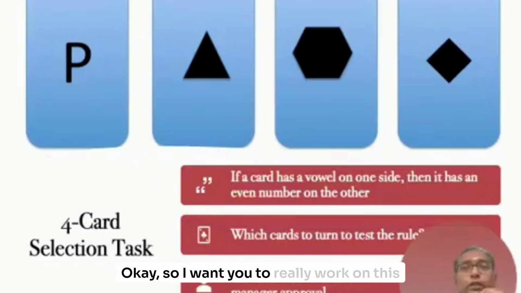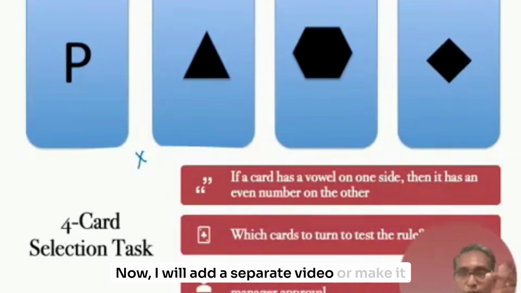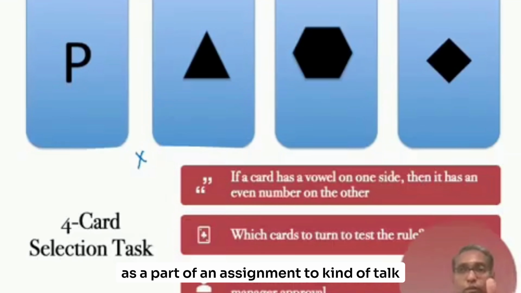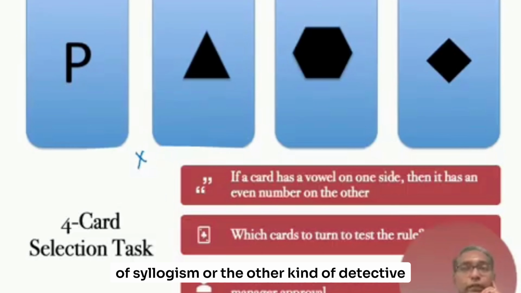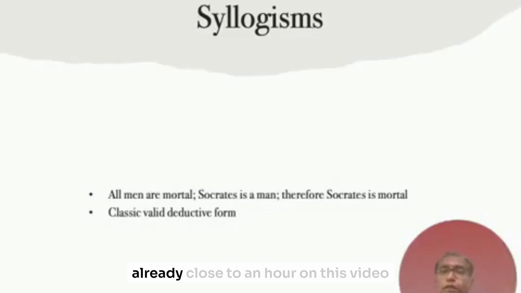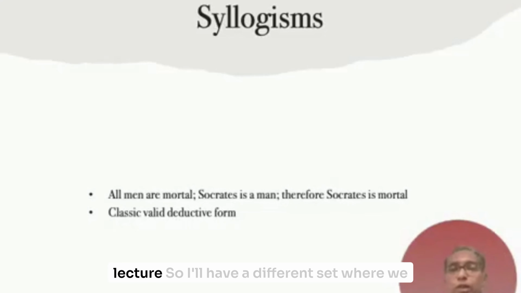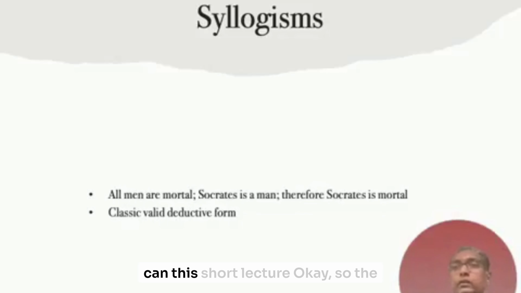Okay, so I want you to really work on this problem called the 4-card selection task. I will add a separate video or make it a part of an assignment to talk about this. And I'll do the same for the other kind of deductive task, because there are more things I want to discuss, and we're already close to an hour on this video lecture. So I'll have a different set where we only talk about different types of deductive reasoning, because there are a lot more than I can cover in this short lecture.